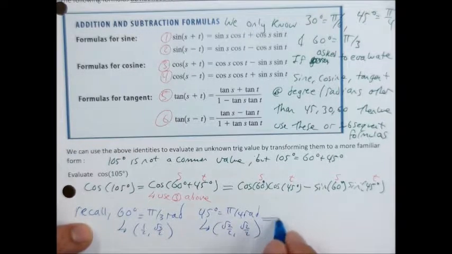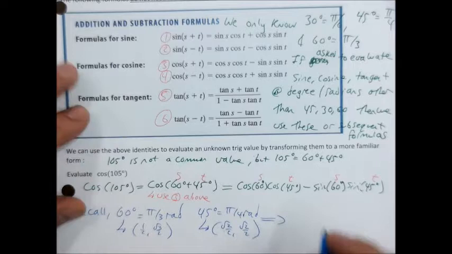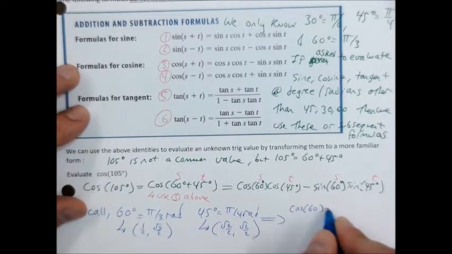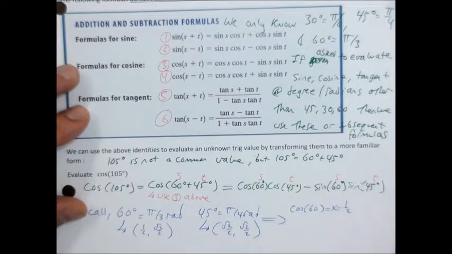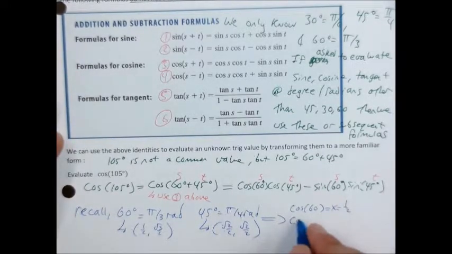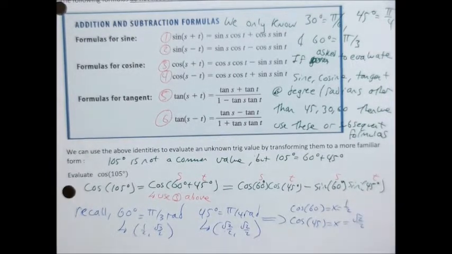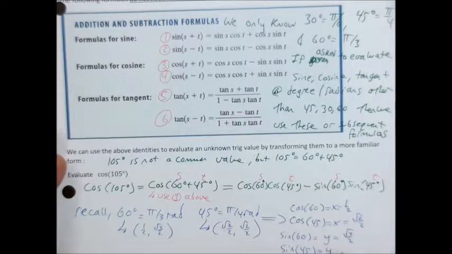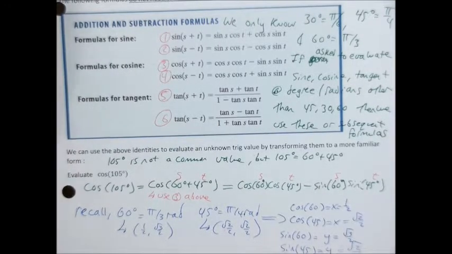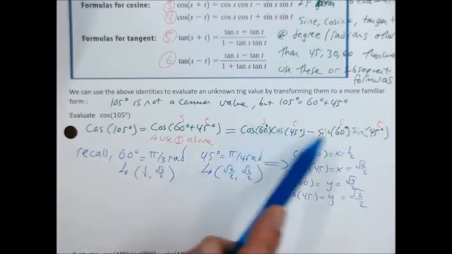So we use those things. We know that cosine are the x values, so my x values here are going to be the cosines. So cosine of 60 is the x value, which is 1/2. I know that cosine of 45 is still the x value, which is root 2 over 2. And then for sines, we use the y value. So sine of 60, the y value, is root 3 over 2, and then sine of 45 is root 2 over 2. So we can plug values into all those things. We know how to do each one of those things separately.